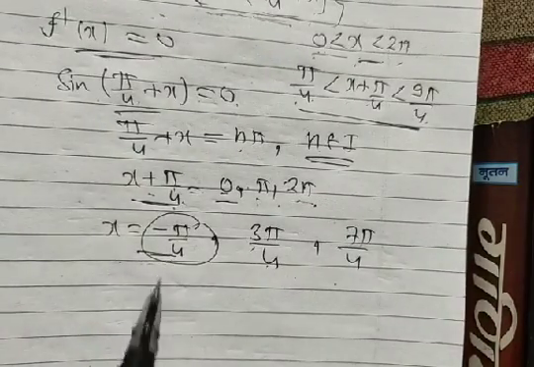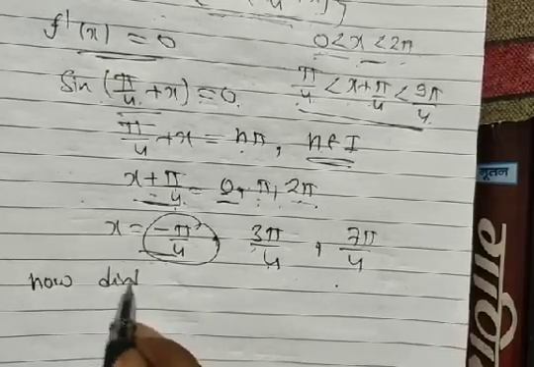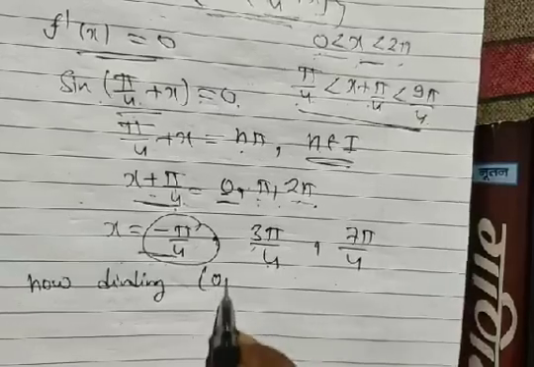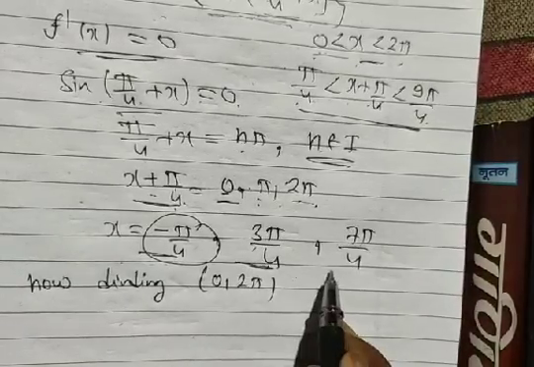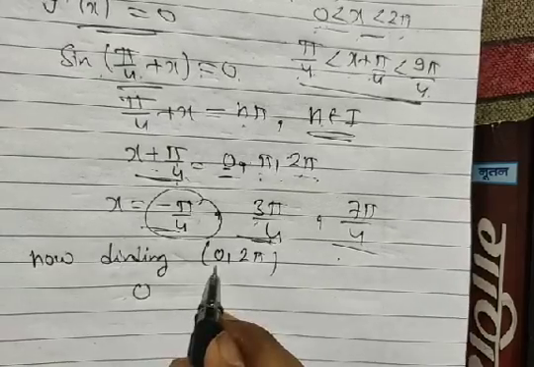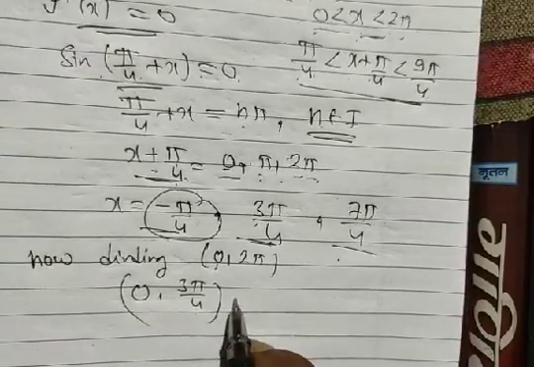Now we are going to divide our interval. We have to divide our interval 0 to 2 pi, and the points are 3 pi by 4 and 7 pi by 4. So our divided intervals start with 0 to 3 pi by 4. This is our first interval.